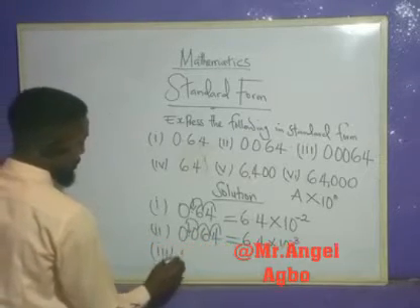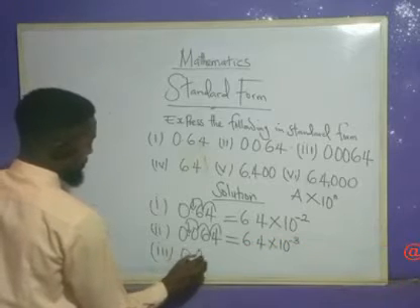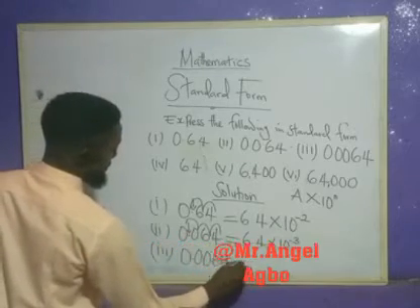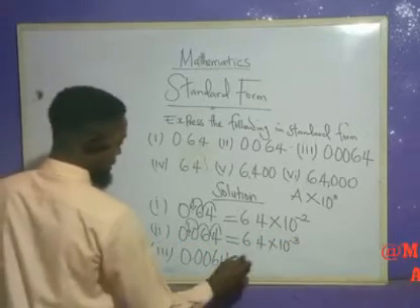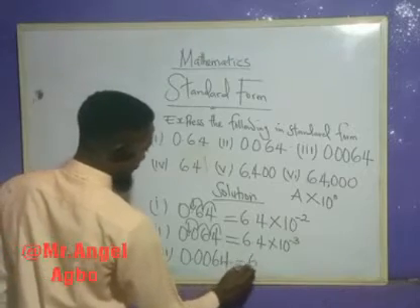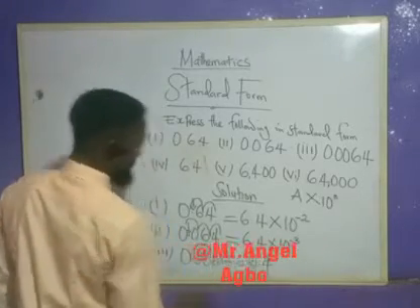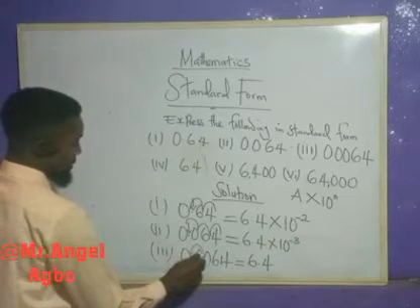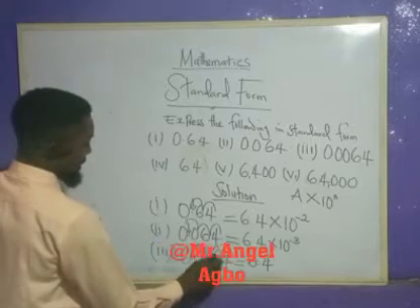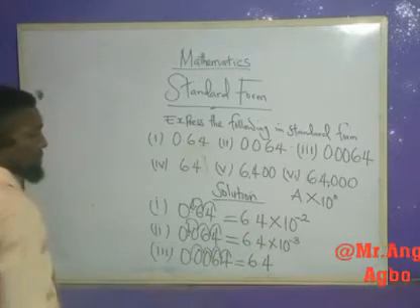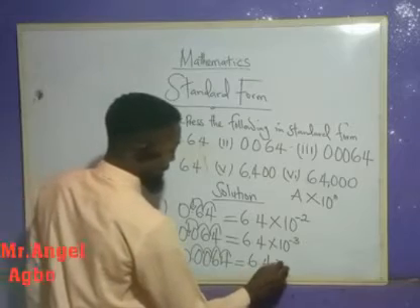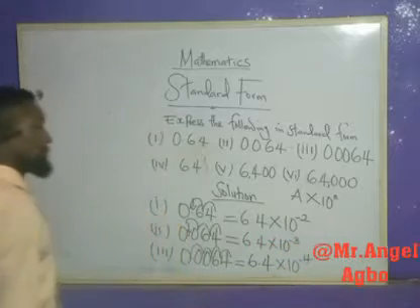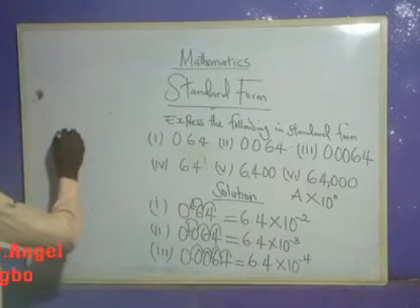We have 0.0064. We can write it down as 6.4 if we want to. Our decimal point is here: 1, 2, 3, and 4. Are you getting me? We have it as 10 raised to power negative 4. Let's go to number 4.